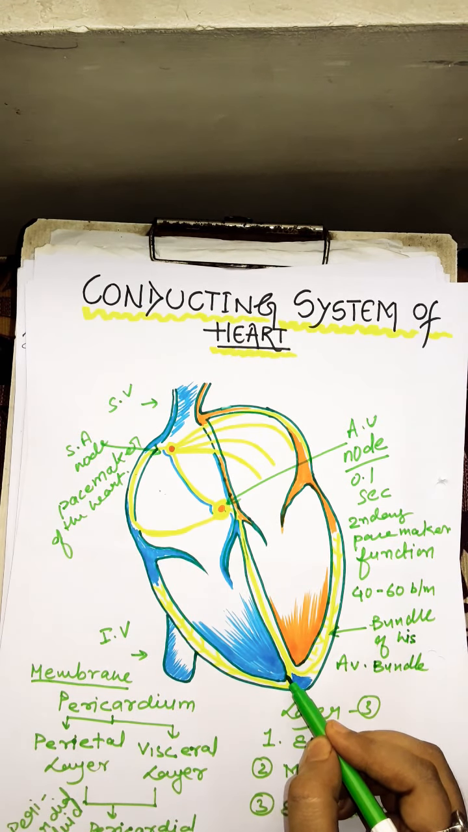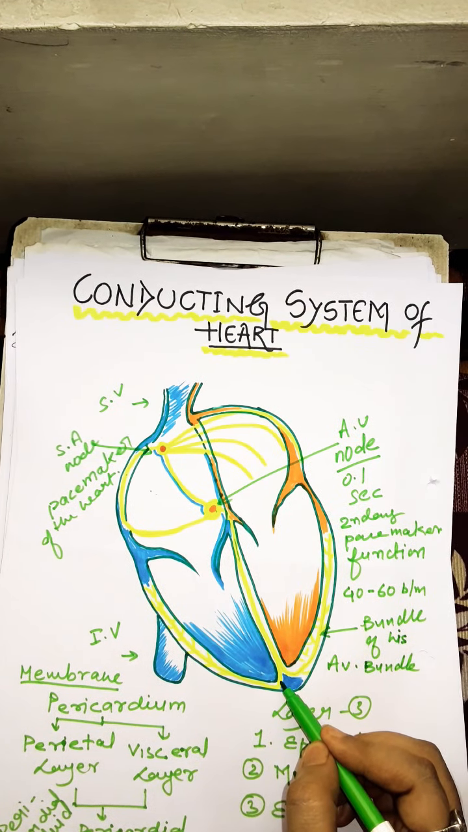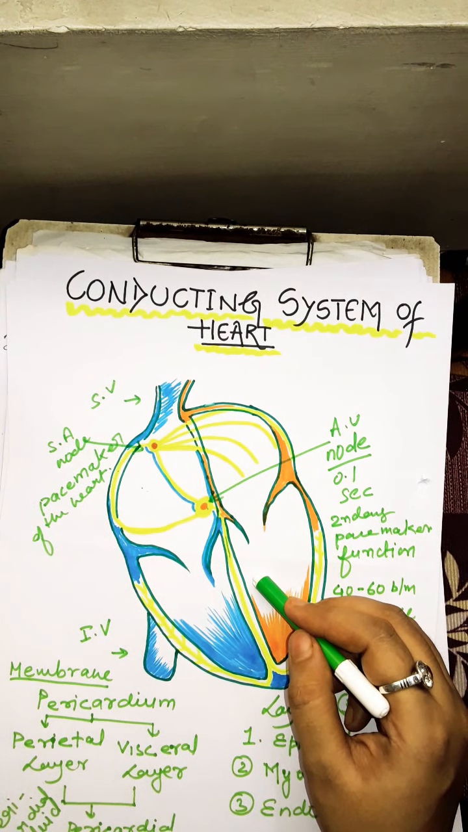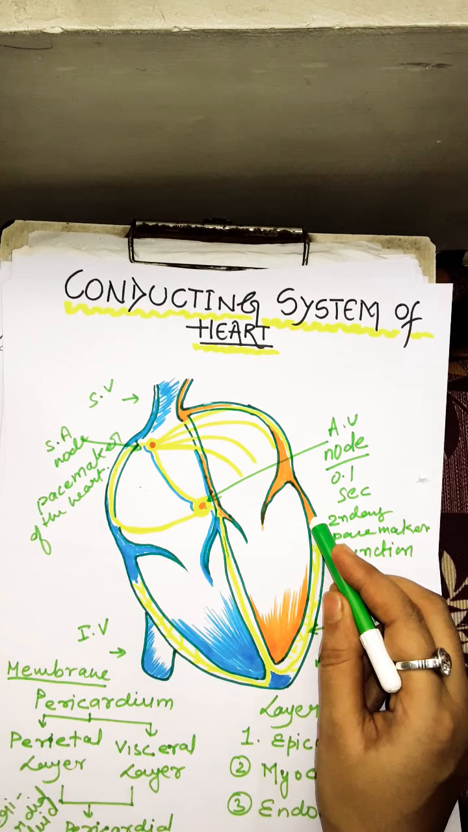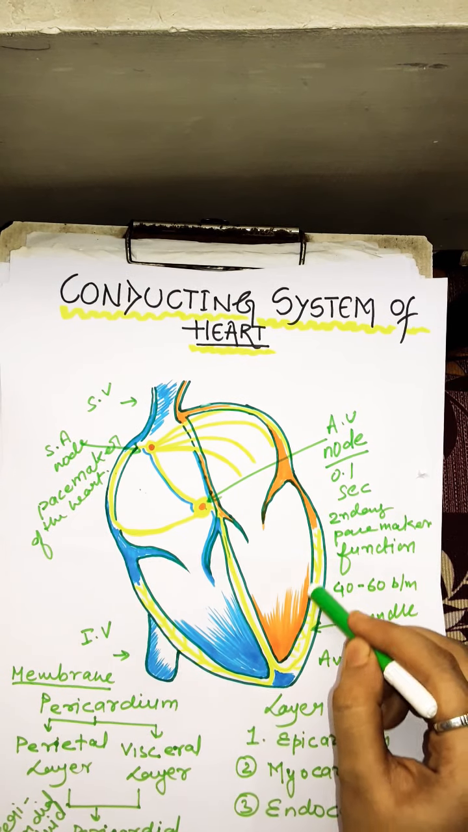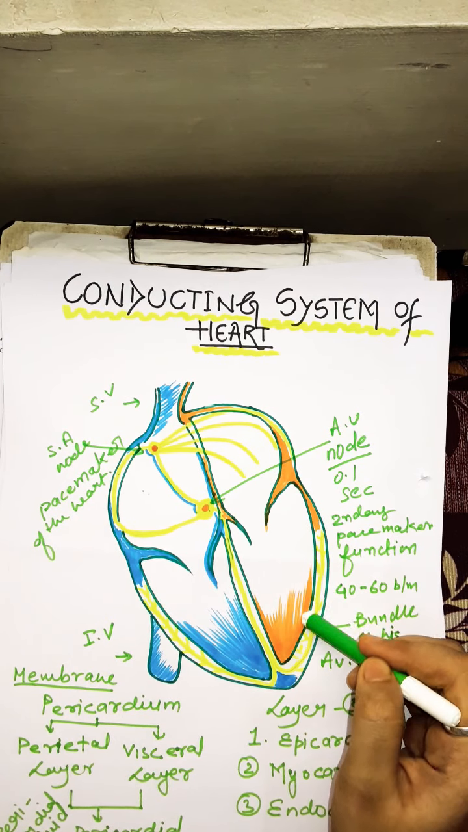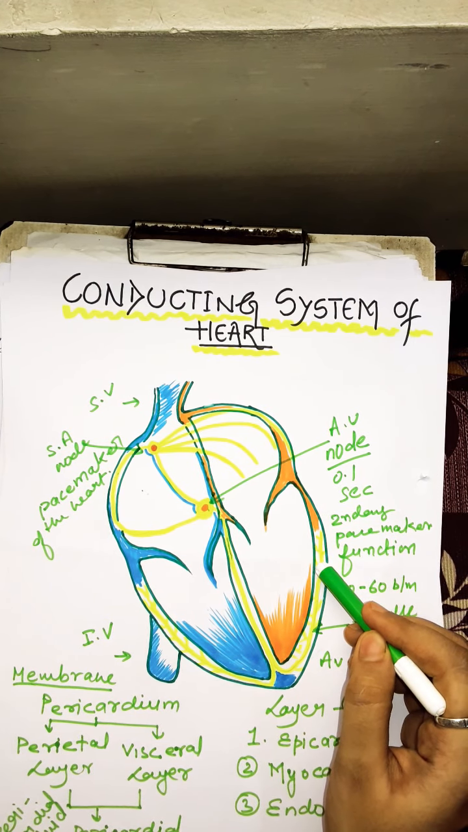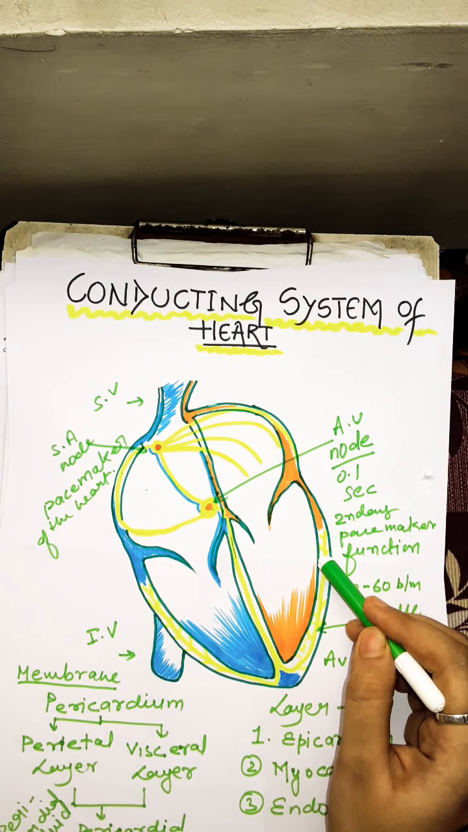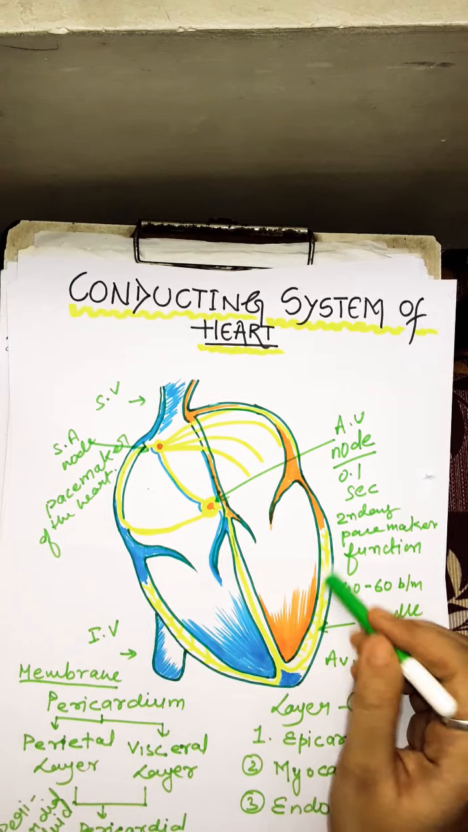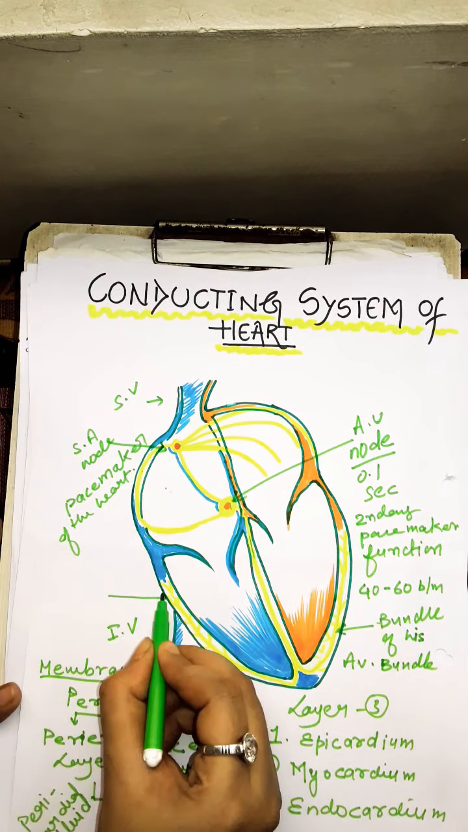The bundle crosses the fibrous ring that separates the atria from the ventricles, then it goes to the upper end of the ventricular septum. The AV bundle is divided into right and left branches. Within the ventricular myocardium, the branches break up into fine fibers called Purkinje fibers.